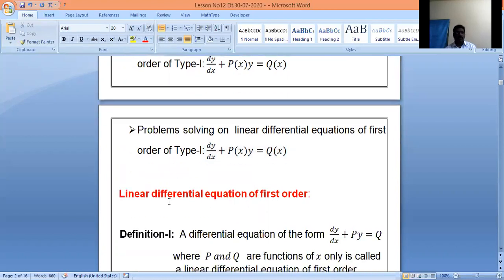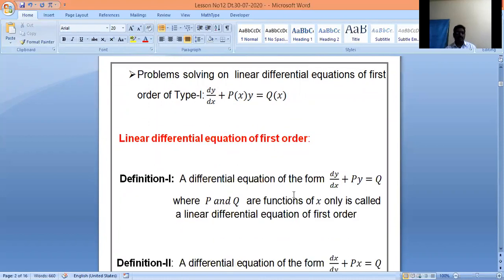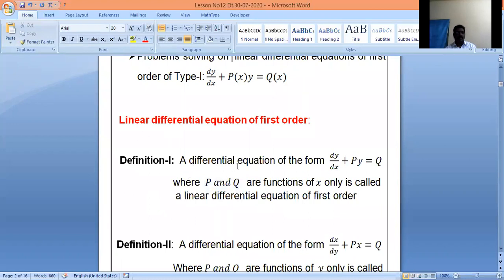Now, what is linear differential equation of first order? A differential equation of the form dy by dx plus p into y is equal to q, where p and q are functions of x only, is called a linear differential equation of first order.